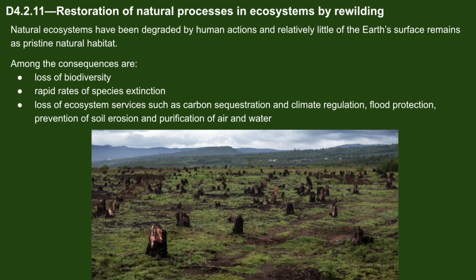Okay, restoration of natural processes and ecosystems by rewilding. Okay, we're seeing a lot of degradation of natural ecosystems by human actions, leading to loss of biodiversity, rapid rates of species extinction, and loss of ecosystem services such as carbon sequestration and climate regulation. Okay, carbon sequestration is, remember, carbon being taken from the atmosphere where it acts as a greenhouse gas into a stored form.